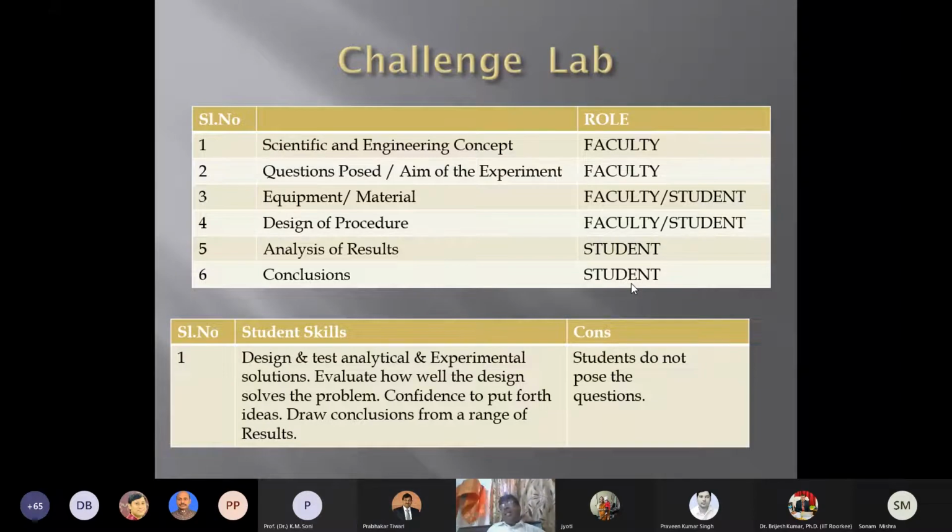What I am trying to tell is, in your laboratory, suppose you have around 12 experiments. Let 2 or 3 experiments be cookbook, 2 or 3 experiments be structured, 2 or 3 experiments be challenge. Like that, it has to be. In challenge lab, the equipment, material, and design procedure, everything is decided by both faculty and students. Analysis and conclusion is done by only students. Then only the students will really work on it and make the project successful, right?